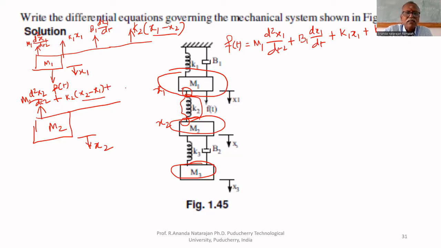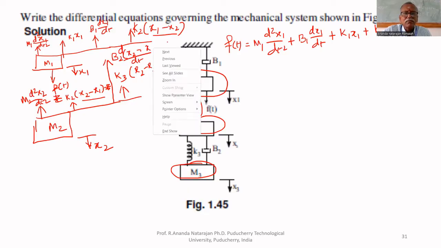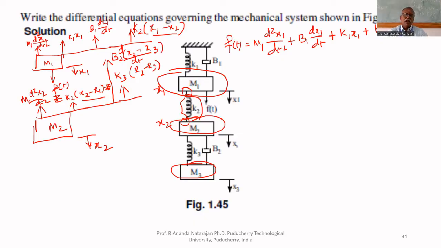Then K3 is connected here. Therefore, the reaction force because of K3 is K3 multiplied by x2 minus x3, because both ends are free. Similarly, B2 is also connected. Therefore, the reaction force because of B2 is B2 multiplied by the derivative of x2 minus x3. That's all.